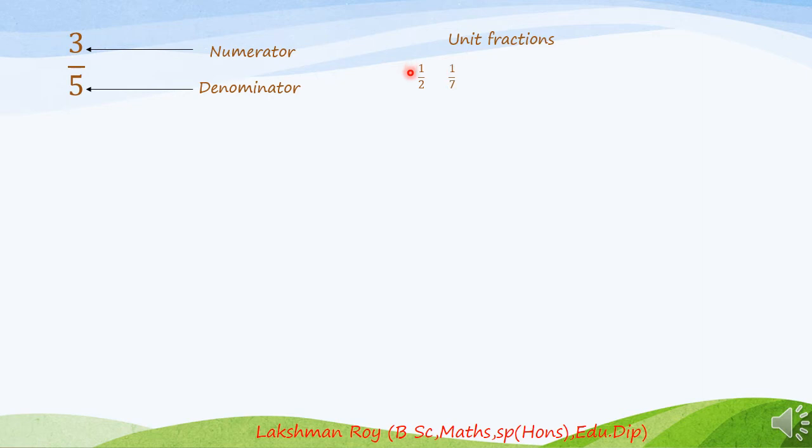So what is the special property you can see in all these fractions? The numerator is 1. In all the fractions, the numerator is 1. So if the numerator is 1, that is called a unit fraction, right? So that is how to identify unit fractions. Then you learned another one.